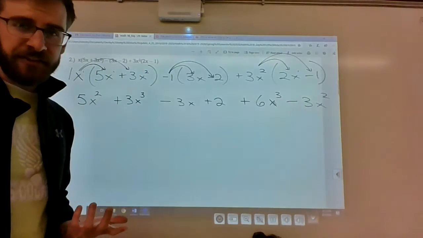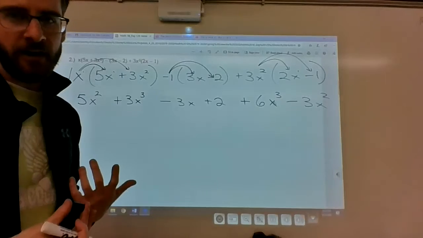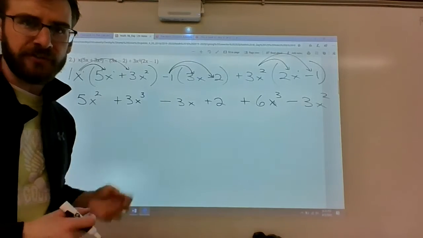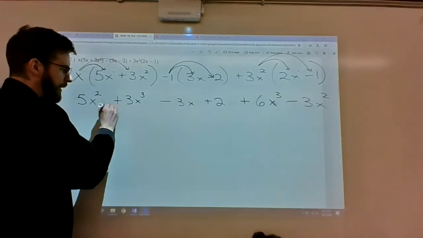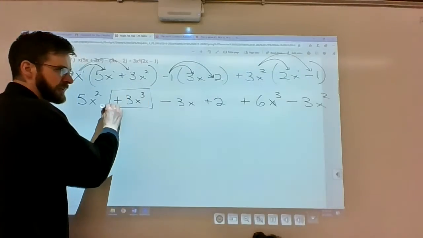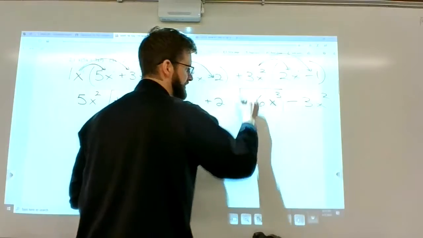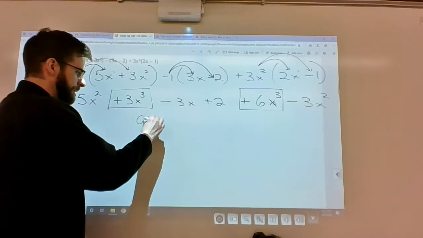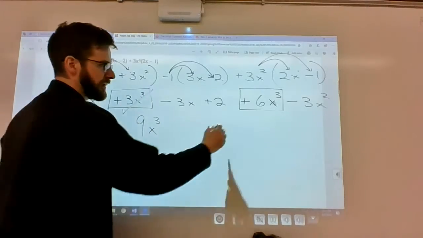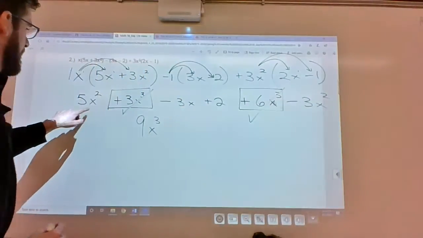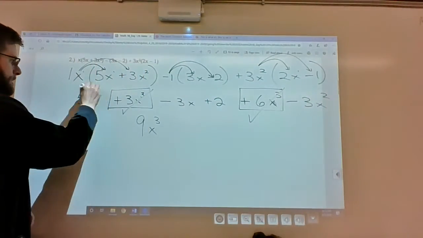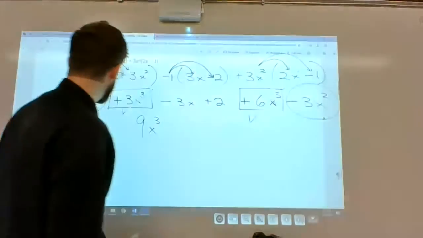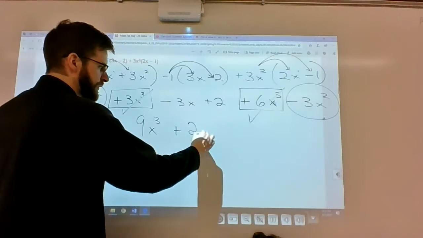All right, once you got it to this point, it's just a matter of matching together the like terms because they can move around using the commutative property. The positive 3x cubed plus 6x cubed should give you 9x to the third power. So check those off the list. 5x squared minus 3x squared gives you a positive 2x squared.